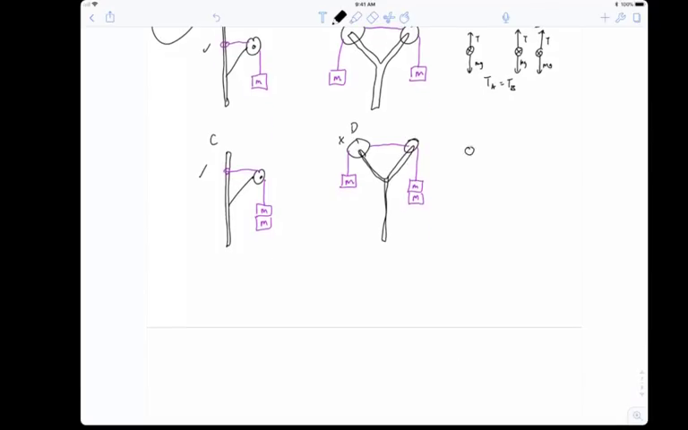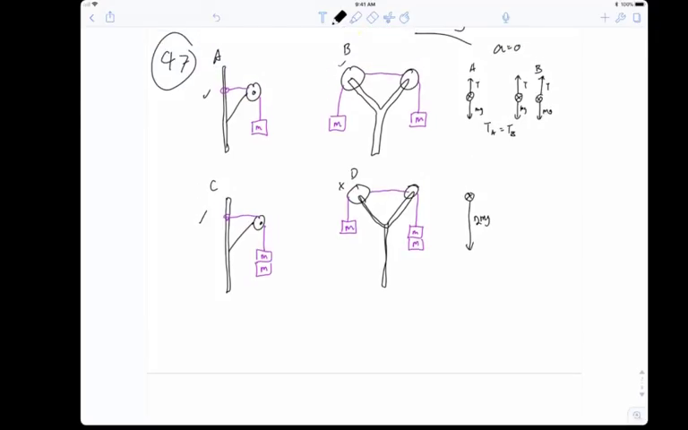C, gravity is extra strong, 2mg, right? Gravity is extra strong, so that means the tension force has to be extra strong as well. I'd wager that this one is in equilibrium too.